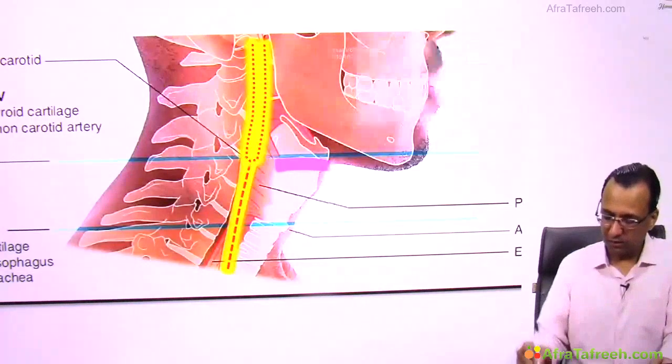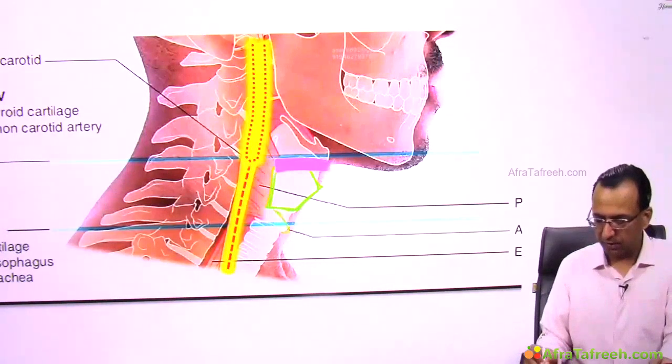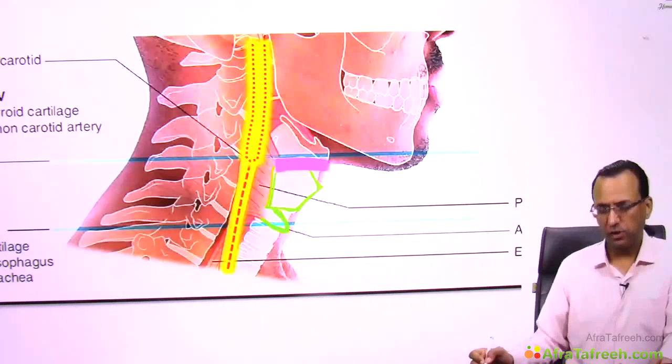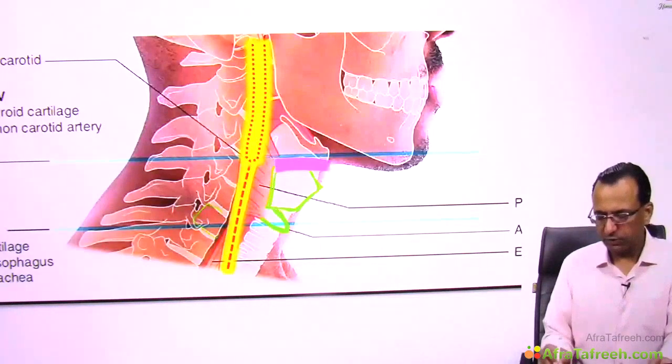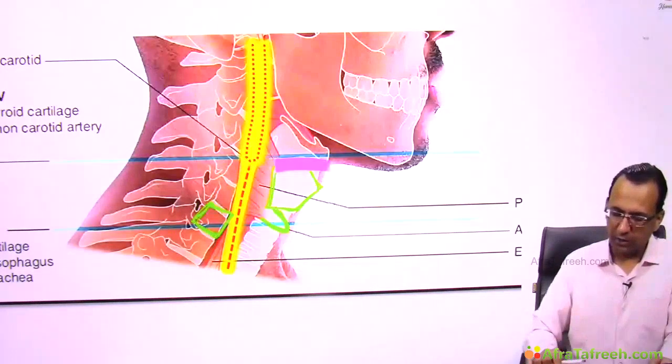Now this is the thyroid cartilage of the larynx, then this must be the cricoid. Yes, that is the cricoid. Can you tell me the level of the cricoid? You mean the vertebra? Yes. Lower border of C6 vertebra. So the cricoid cartilage is at the lower border of C6 vertebra.